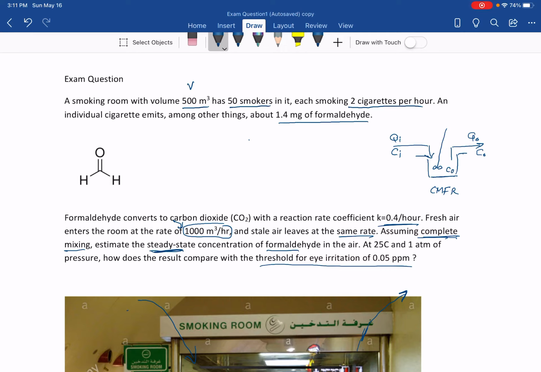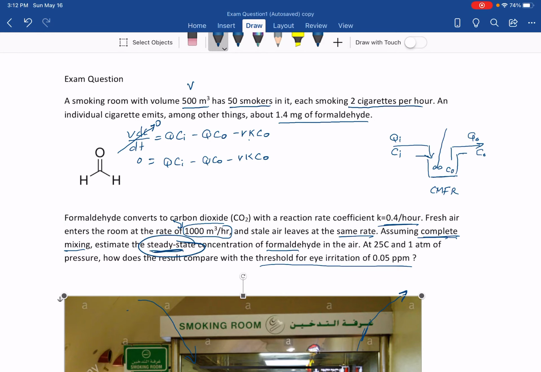Okay, let's put the equation for the CMFR. Remember the equation: V dC over dt is equal to Q C initial minus Q C out final minus volume K C out. As mentioned in the problem, it is steady state, so this is 0. So 0 is equal to Q Ci minus Q C naught minus volume K C naught. We need to find the steady state concentration of formaldehyde in the air, which is the same as what is leaving the room. So we need to find concentration C naught.